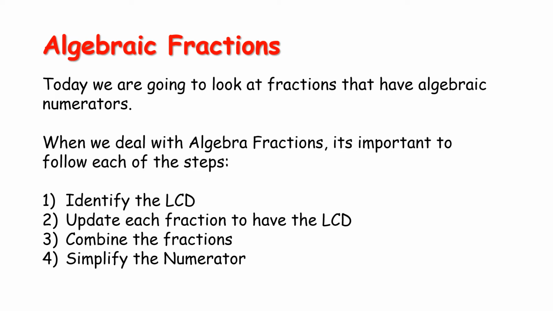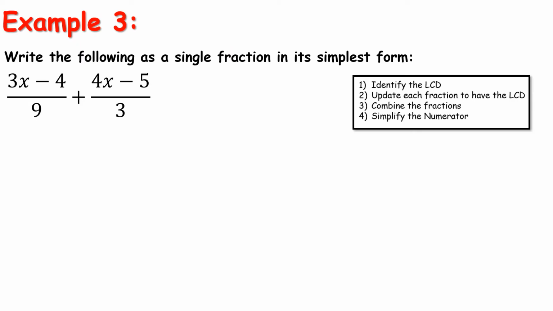First thing you do is you identify the lowest common denominator. The second thing you do is you rewrite or update each fraction to have that lowest common denominator. So we're using equivalent fractions. You then want to combine the fractions, so combine it into a single fraction, and then you simplify the numerator. So let's take a look.